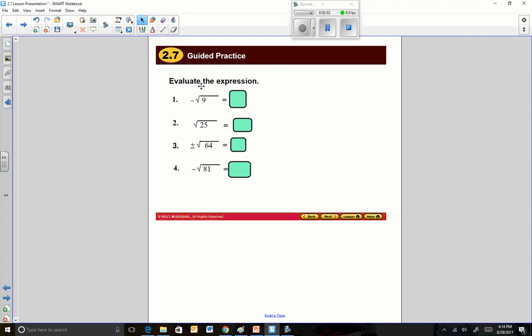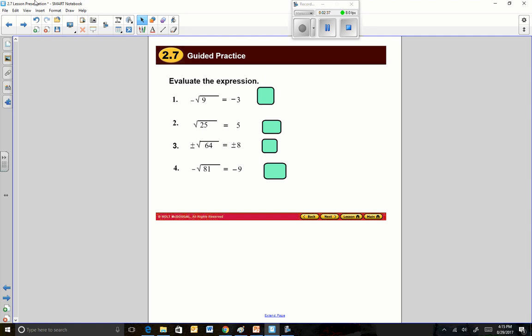Welcome back. This is asking you to take the square root of 9, the negative of it. So the square root of 9 is 3, because 3 times 3 is 9. So we get negative 3. Square root of 25, you're supposed to assume it's positive, so it's a positive 5. Plus or minus square root 64. So the square root of 64, 8 times 8, so it's an 8, and we put the plus or minus sign out in front. This is to assume that it's a negative square root of 81, so therefore your answer should be negative 9, because 9 times 9 gave you 81.